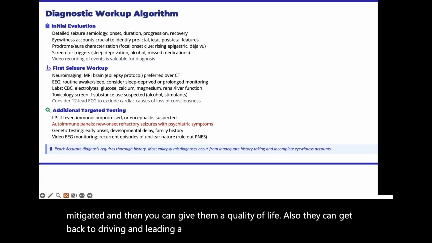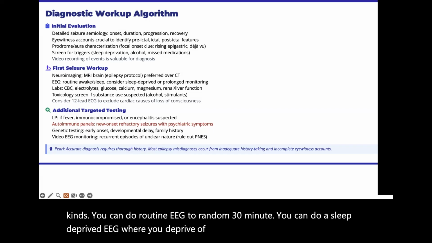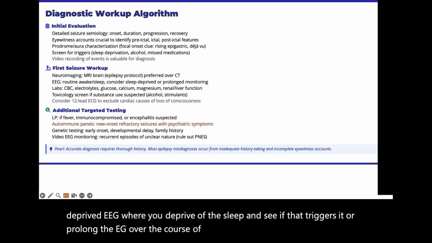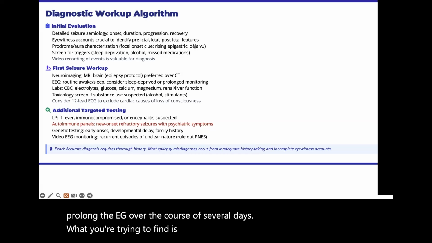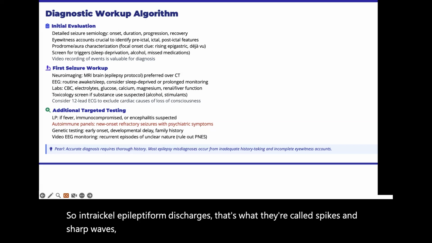EEG is routine. There are three kinds. You can do a routine EEG, a random 30 minutes. You can do a sleep-deprived EEG, where you deprive them of sleep and see if that triggers it, or a prolonged EEG over the course of several days. What you're trying to find is abnormal electrical firing patterns. So interictal epileptiform discharges, that's what they're called, spikes and sharp waves, that's the hallmark of cortical hyperexcitability.